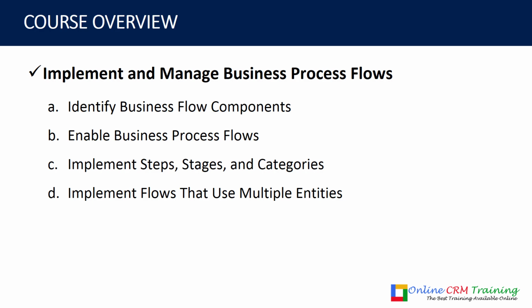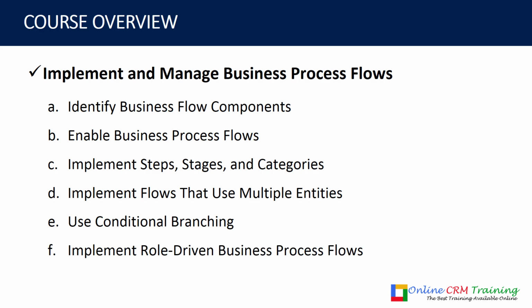Then you will learn how to implement flows that use multiple entities. Business process flows can use multiple entities, like lead and opportunity, as one example. Then you will learn about conditional branching. Based on a specific condition, the next stage of the business process flow can change, and that is very common. So you might want to learn conditional branching so that the flow keeps changing as per the requirements, and it's easy for users to follow for specific records.